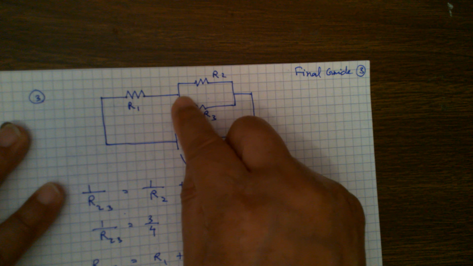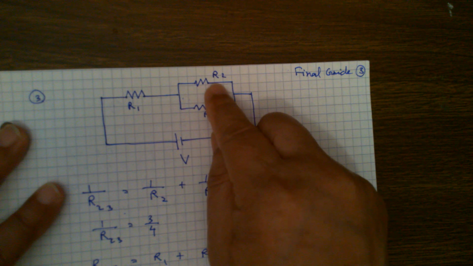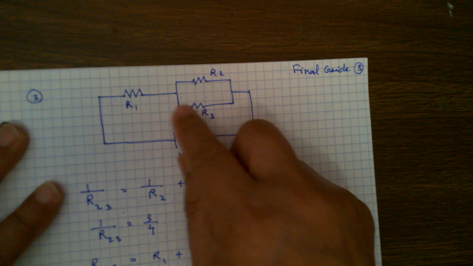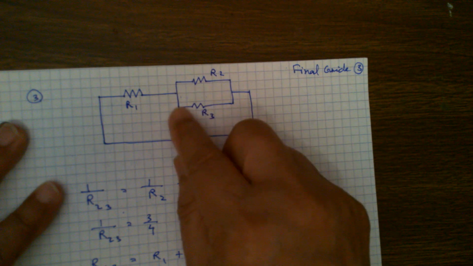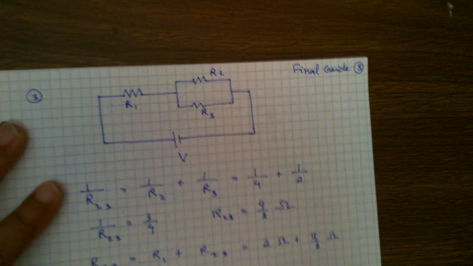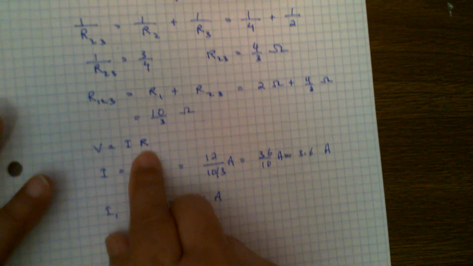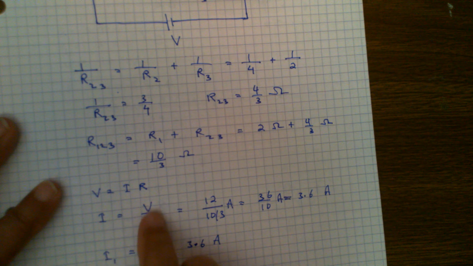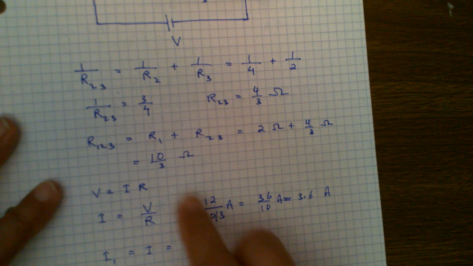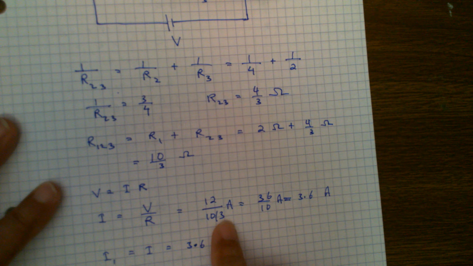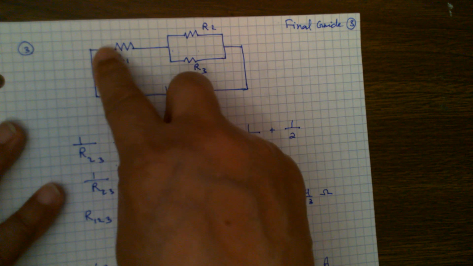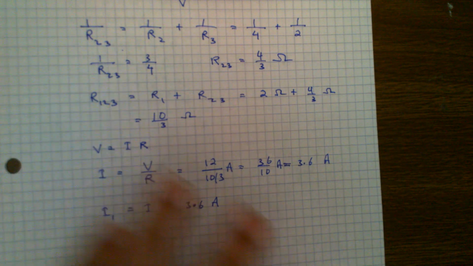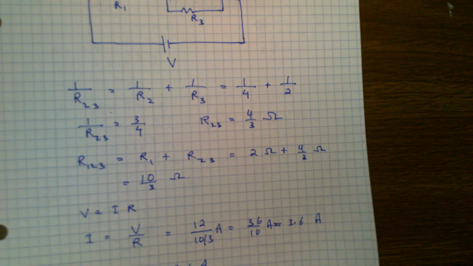Only when it goes to this branch, it will go to R2 and R3, so it will branch out. So you will have two different currents. But in R1, it will be the same as the I you get from V is equal to IR. So I is equal to V by R, 12 volts divided by 10 by 3 ohms. So the answer is 3.6 amperes. So I1 is the same as I, which is 3.6 amperes. Okay, so that's number 3. Very simple.